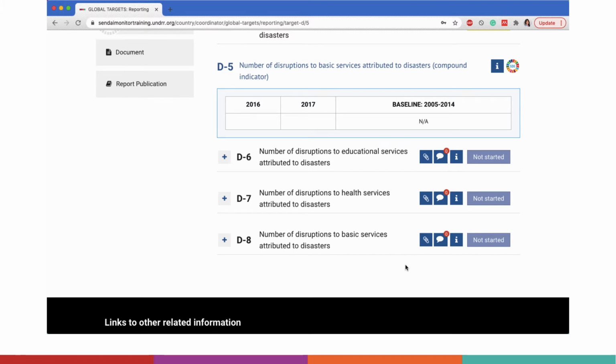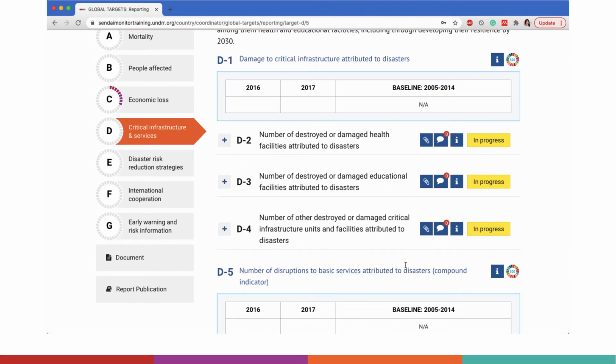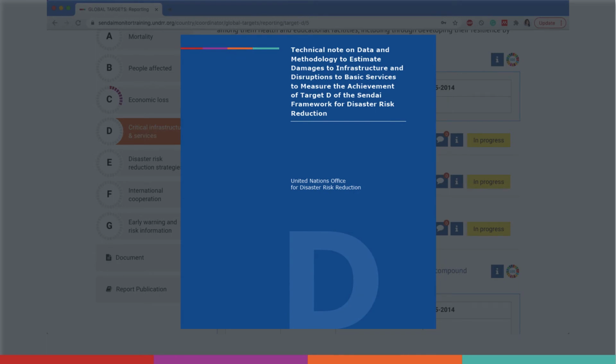The values calculated for indicators D1 and D5 will be reported for related indicators of the Sustainable Development Goals, as noted by the SDG icon here. If you would like to see how the system calculates these figures, you can find the formula in the technical guidance note for Target D.